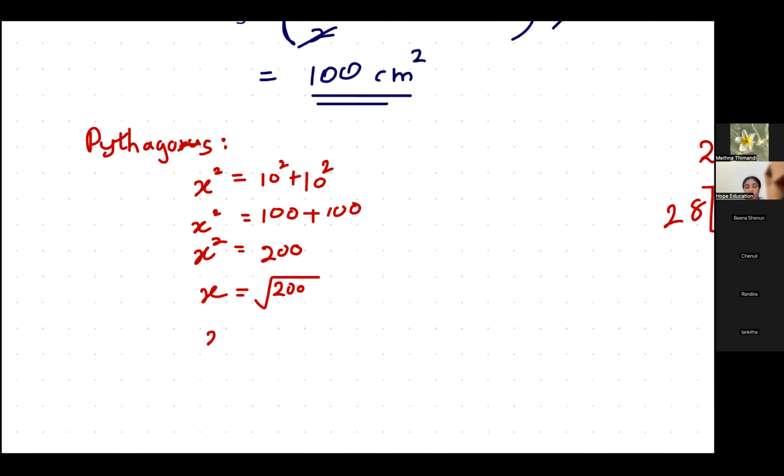ඔයාට ඕන නම් මේක ළමයි logarithms වලින් හොයන්නත් පුළුවන්. ඔයාලා logarithms ඉගෙන ගත්තද? එහෙම නැතත් first approximation ඔයාලට මතක ඇති. First approximation method එකට හොයන්න පුළුවන්, long division method එකට හොයන්න පුළුවන්. So x you get 14.1 centimeters.